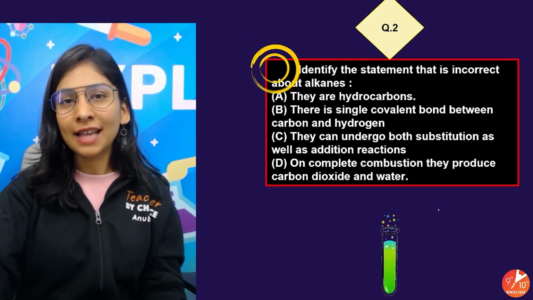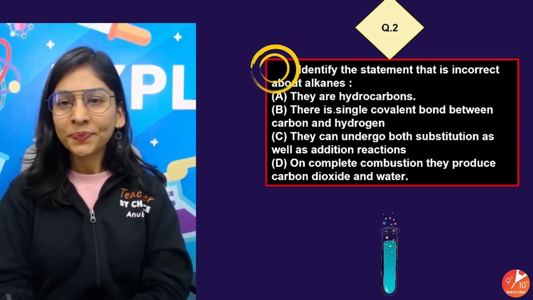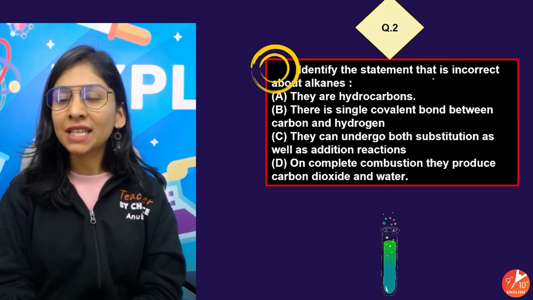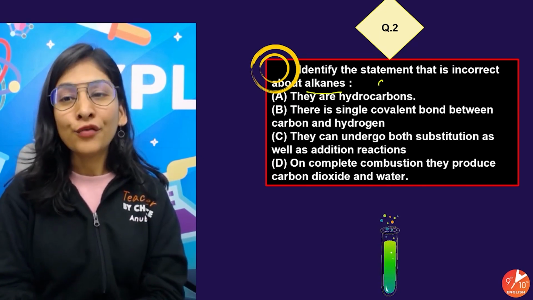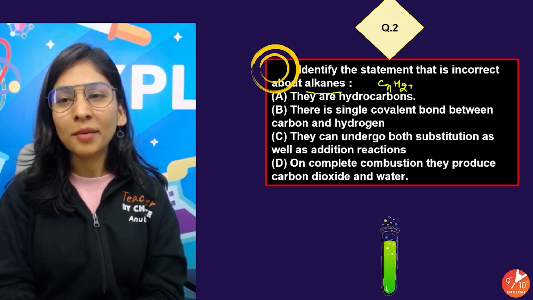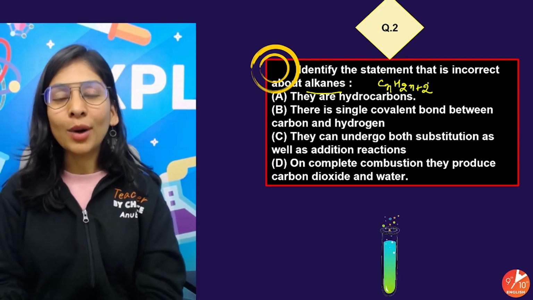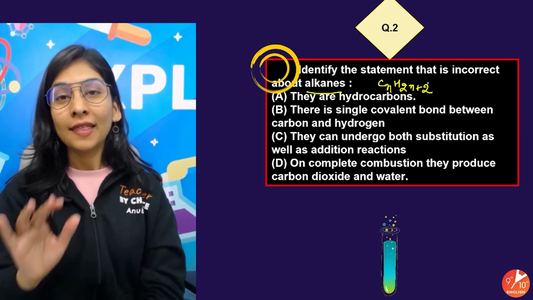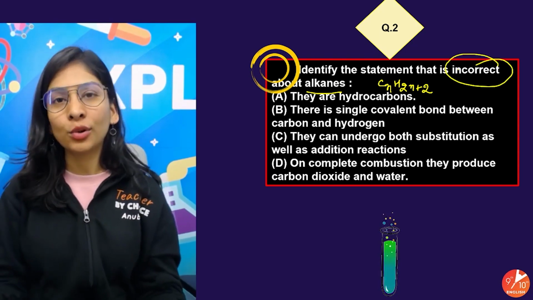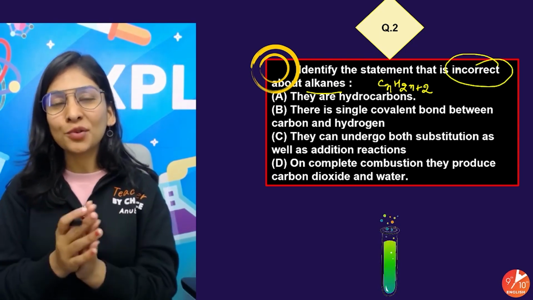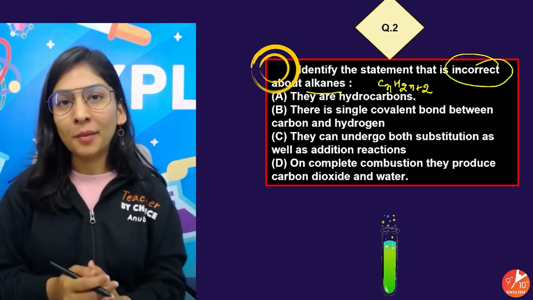Let's move ahead. Some 1 marker, 2 marker, 3 marker questions we are going to discuss. Question is identify the statement that's incorrect about alkanes. Alkanes follow the formula CnH2n+2, right? Hydrogen is double of carbon plus 2. So what's true for alkane? That's not the concern. What's not true? What is incorrect that we want to select? Because sometimes we get confused about this correct, incorrect and miss that from our mind.